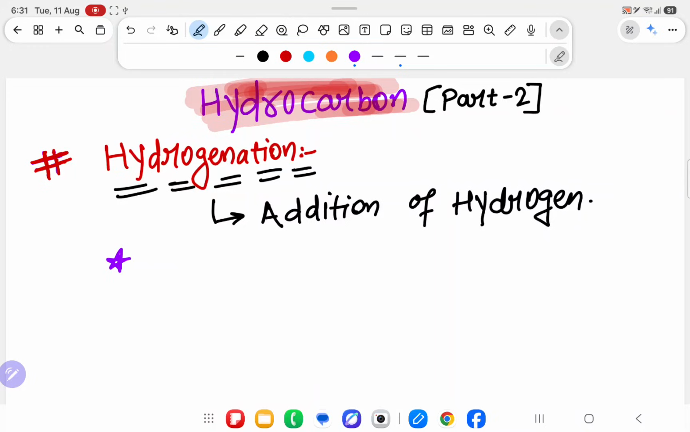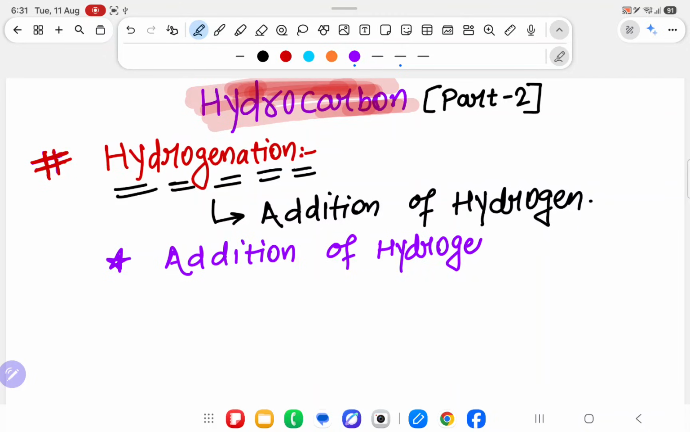Achha, addition of hydrogen. Where will you add hydrogen? In alkene as well as in alkyne. Just see it very properly. The topic is going to be very easy. Addition of hydrogen in alkene and alkyne. We have to add hydrogen in the case of alkene and alkyne.